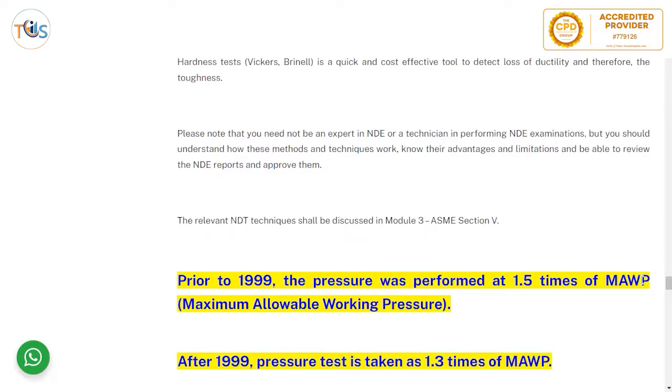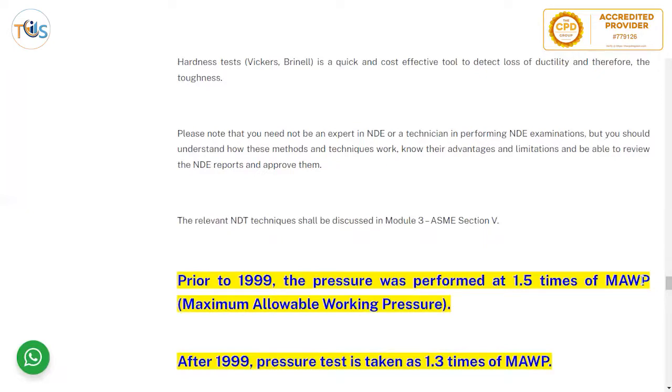Please note that you need not be an expert in NDE or a technician in performing NDE examination, but as an API 510 pressure vessel inspector, you should understand how these methods and techniques work, know their advantage and limitation, and be able to review the NDT reports and approve them. And that's why we brought a comprehensive module on NDE as module 3.